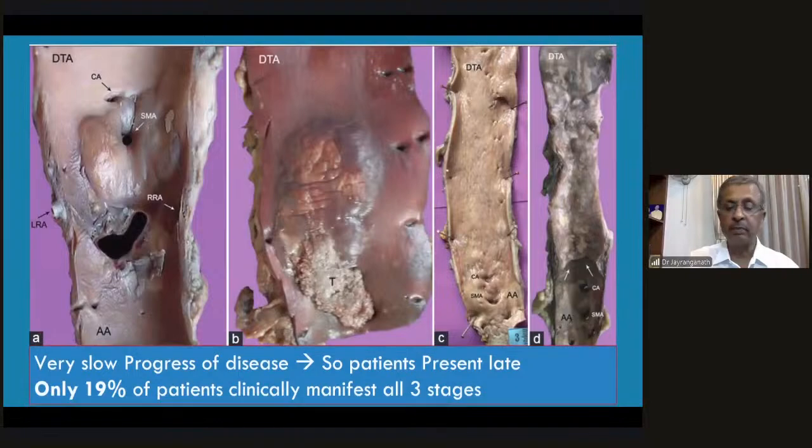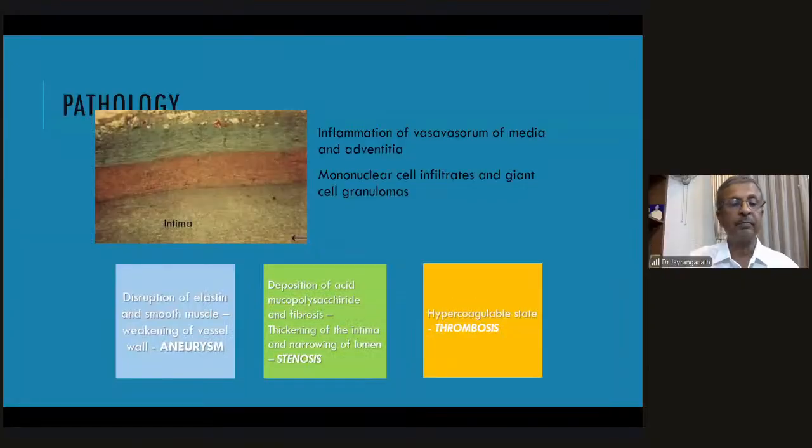This is how the vessel wall looks if you do the autopsy. So, presently, only 19% of the patients clinically manifest all three stages. There is another slide which depicts what exactly causes the aneurysm, the stenosis and the thrombosis. Aneurysm, I told you, is the disruption of the elastin and smooth muscle, weakening of the vessel wall.